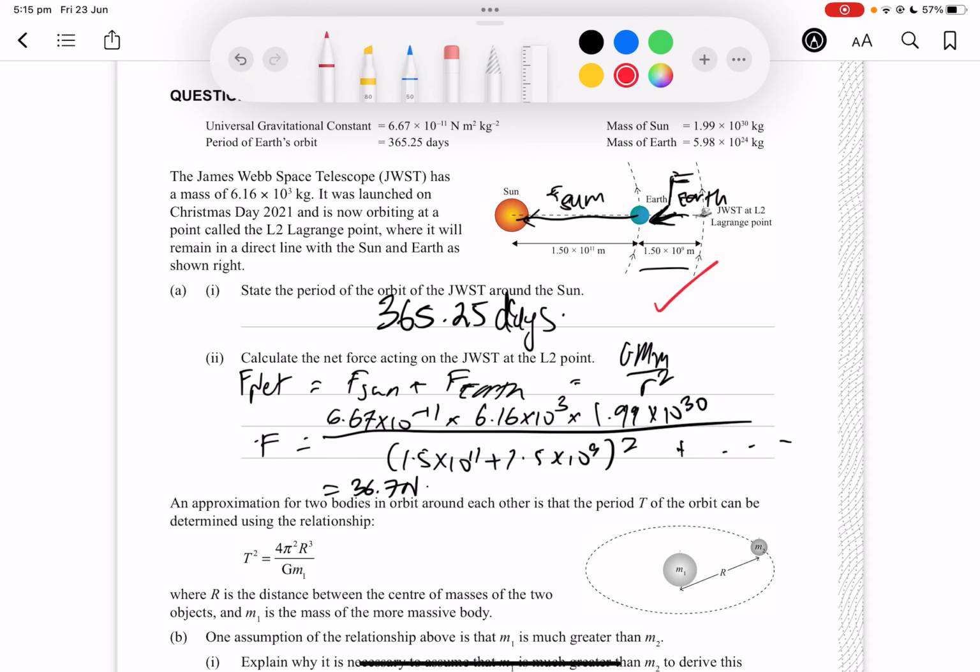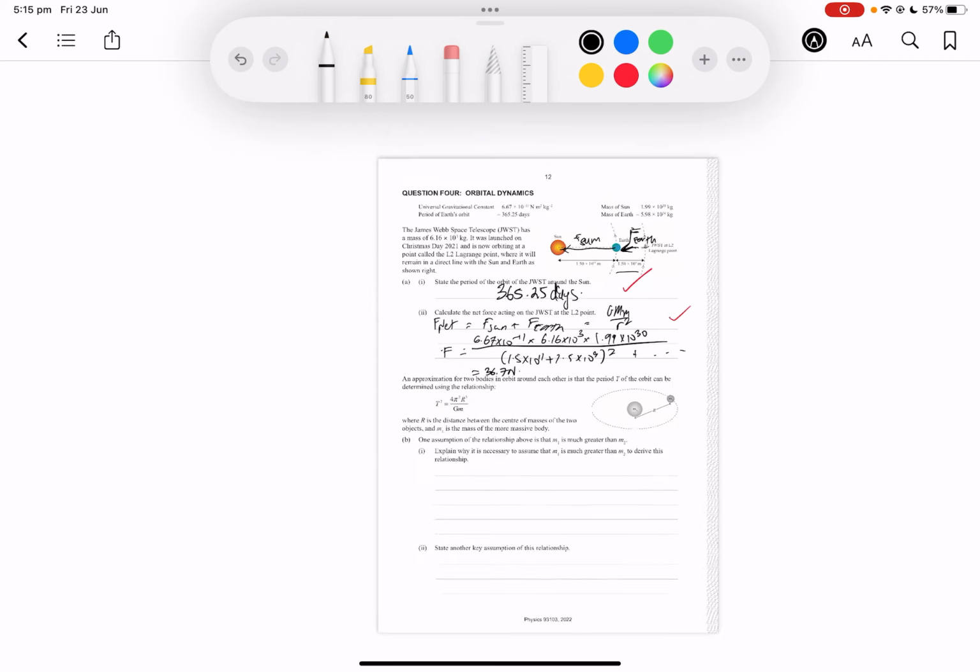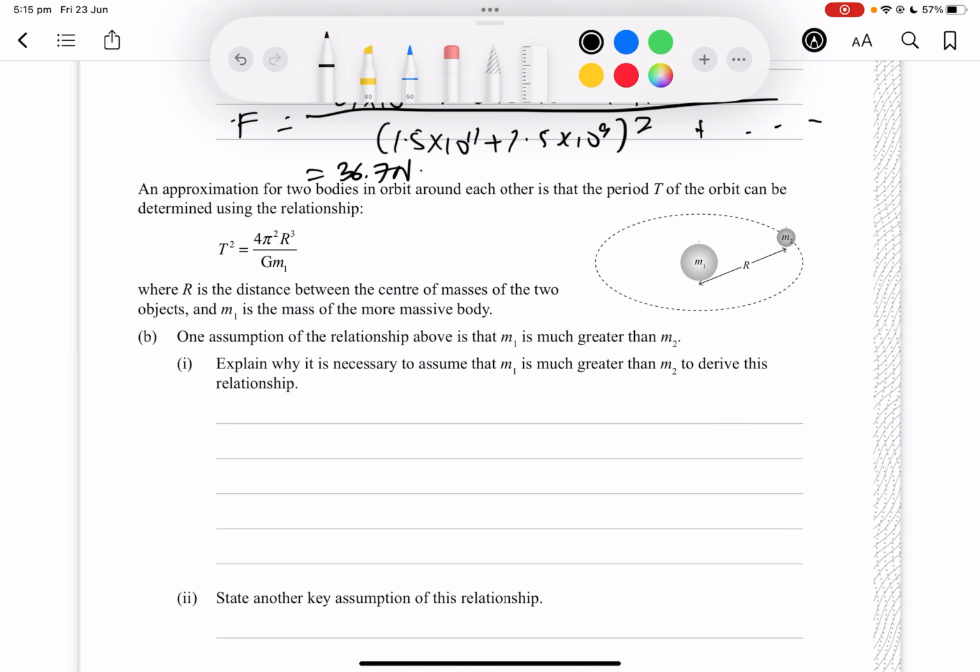And that's a single question there. An approximation for two bodies in orbit around each other is that the period of the orbit can be determined using the relationship T squared equals 4 pi squared times r cubed over G M1, where r is the distance between the centers of mass of the two objects and M1 is the mass of the more massive body. One assumption of the relationship is that M1 is much greater than M2. Explain why it is necessary to assume that M1 is much greater than M2 to derive this relationship.